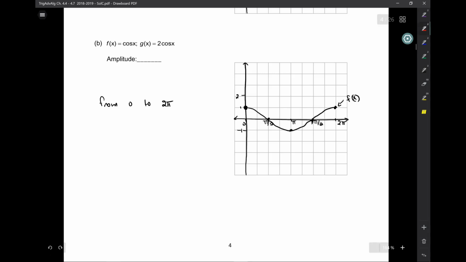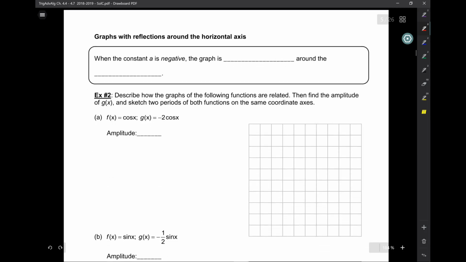Okay, what's the amplitude of g? 2. Yes. The amplitude is always the number in front of sine or cosine. So here, I'm not going to start at 1. I'm going to start at 2, 0. Same thing. The location of the minimum at pi stayed the same. It just goes down lower. The zeros are the same. Yeah, we got this.